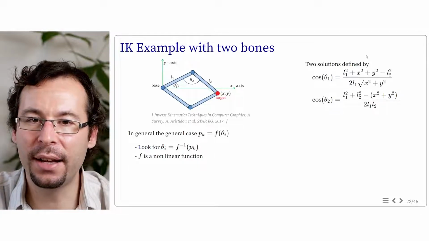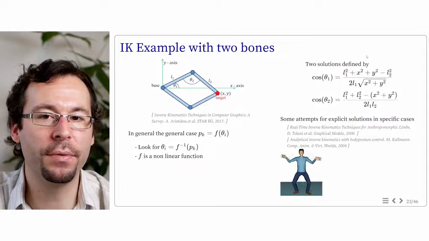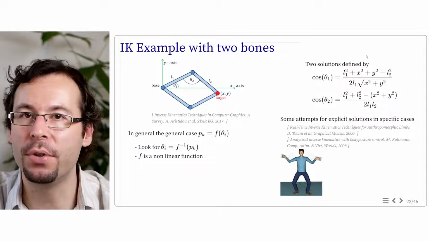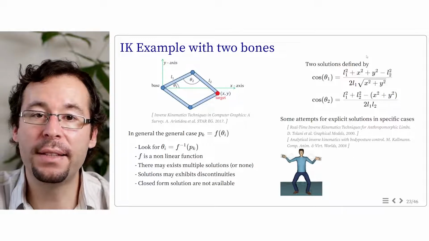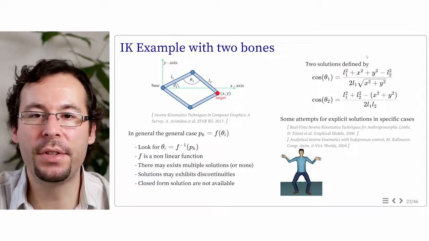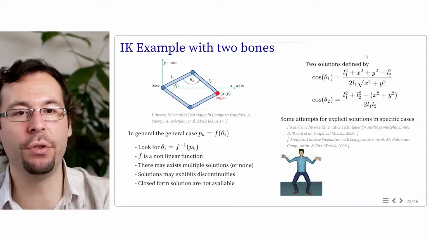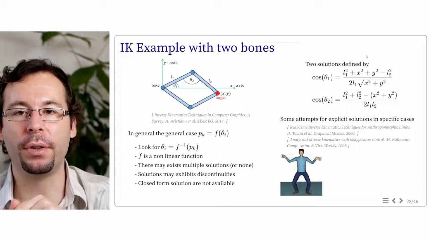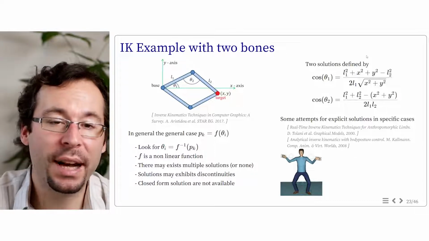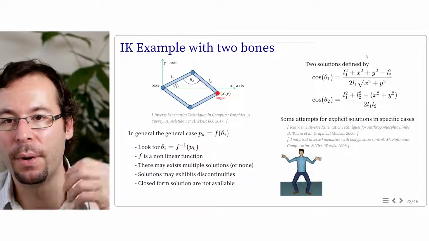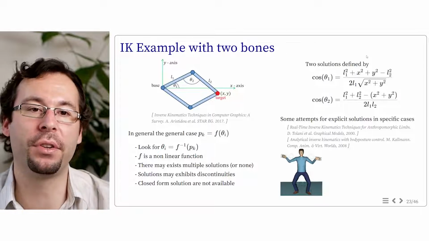It's highly nonlinear, and there is no closed solution for an arbitrary topology of bones in general. Also, there may exist multiple solutions. Even in the simplest case, we have already two solutions bending up or down. And these two solutions are discontinuous. We cannot go from one to the other while preserving the constraint.